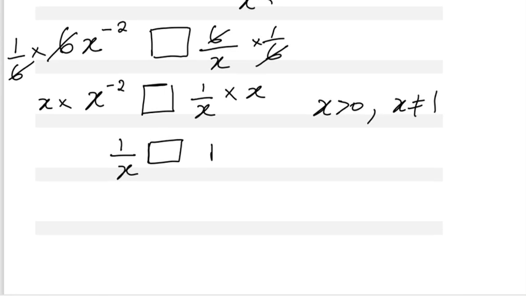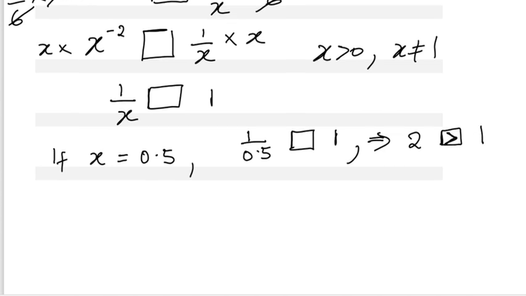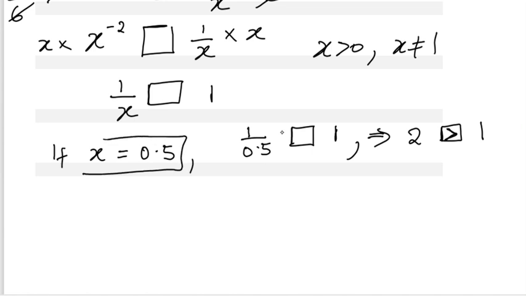So let's just pick random values. So if x is 0.5, what would this be? This will be 1 over 0.5 compared to 1. And what is this? This is simply 1 over 0.5 is 2, and 2 is greater than 1, which means quantity A is greater. That is for x equals 0.5.